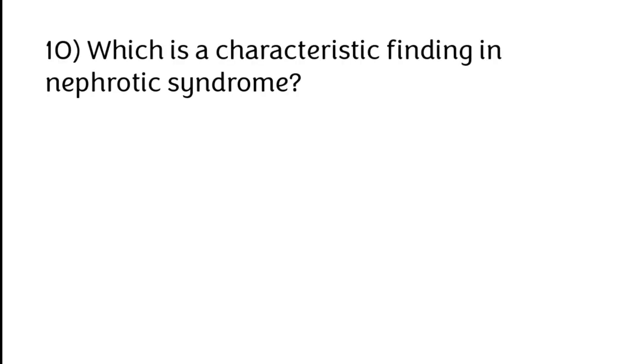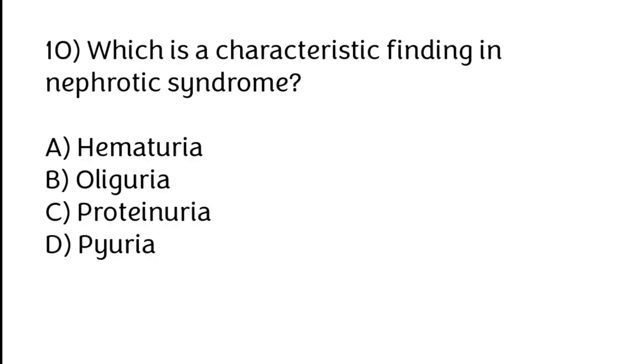Which is a characteristic finding in nephrotic syndrome? Hematuria, oliguria, proteinuria, pyuria. Correct answer is option C, proteinuria.